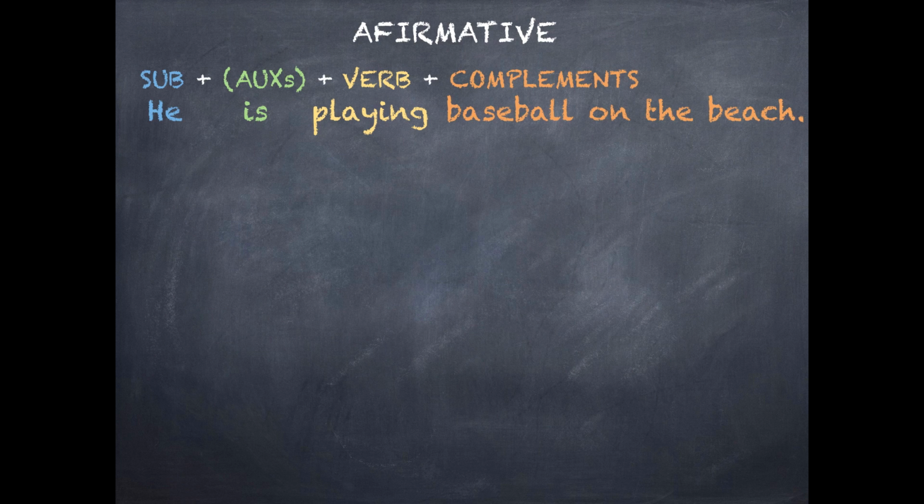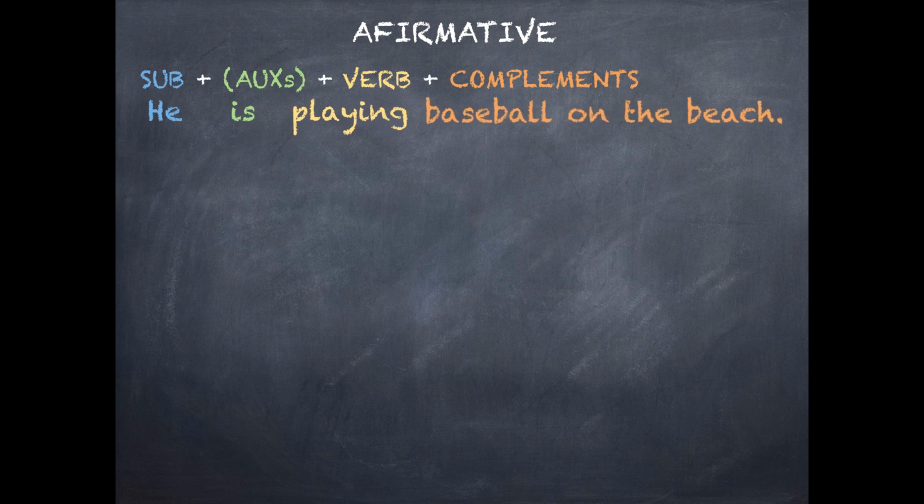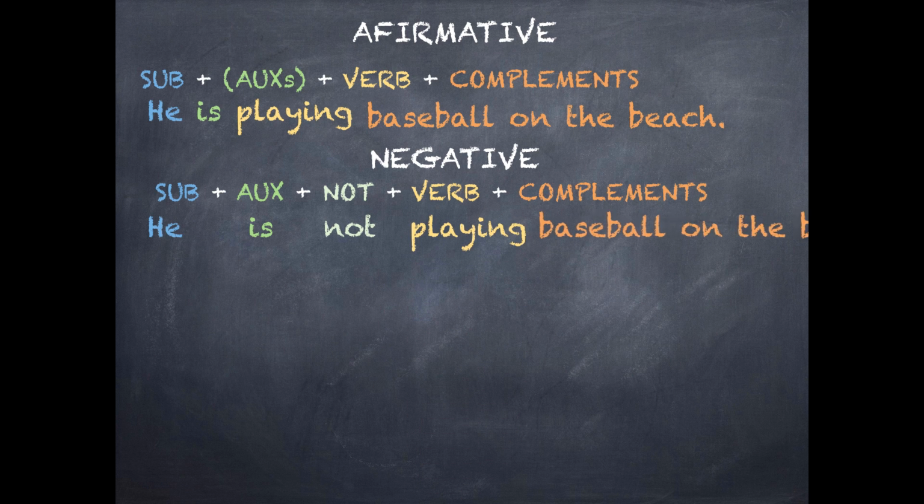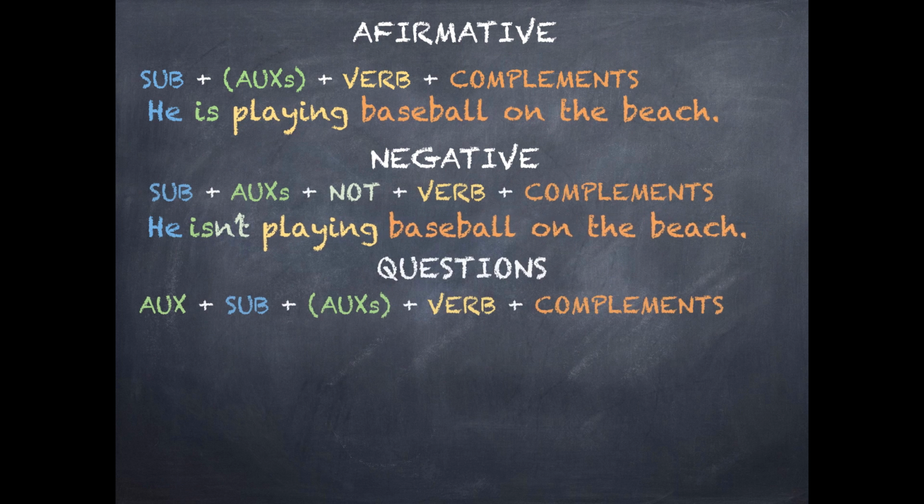From this new example, he is playing baseball on the beach, I am going to review the structure for negative and interrogative sentences. In negative sentences, there is always at least one auxiliary verb, and the negative particle not will follow the first auxiliary verb. The rest of the structure will stay the same. Most of the time, the negative particle contracts with the auxiliary verb, as you may see in the example. He is not playing baseball on the beach. He isn't playing baseball on the beach.